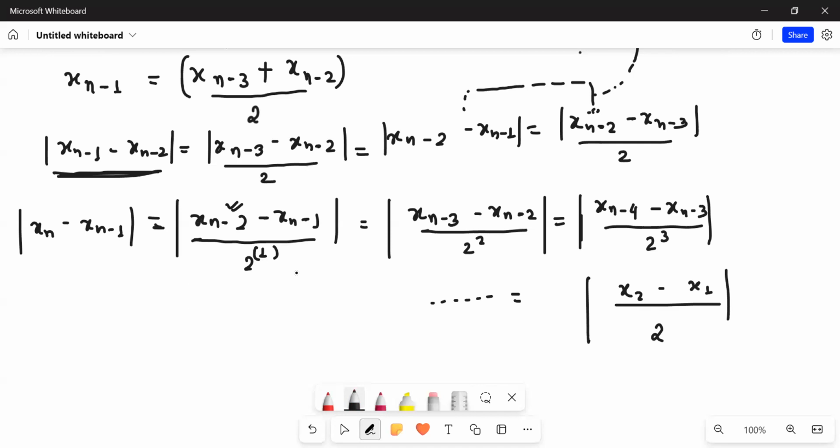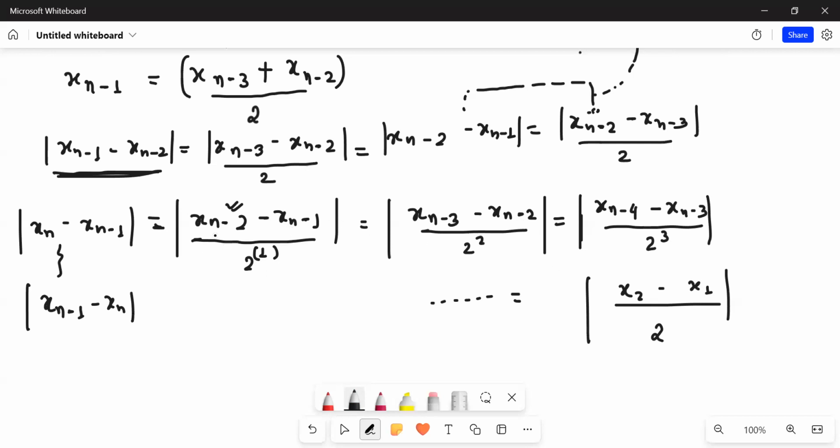See, again, I have written in this form so that you don't get confused. So see, xn minus 1. Here is n, here is n minus 1. Or if you want to shuffle it, you can, because this is modulus. This is one and the same thing. Now, xn minus 2 minus xn minus 1 upon 2 to the power 1, then xn minus 3 minus xn minus 2 upon 2 to the power 2, xn minus 4 minus xn minus 3 upon 2 to the power 3. And at the end, you are getting x2 minus x1.